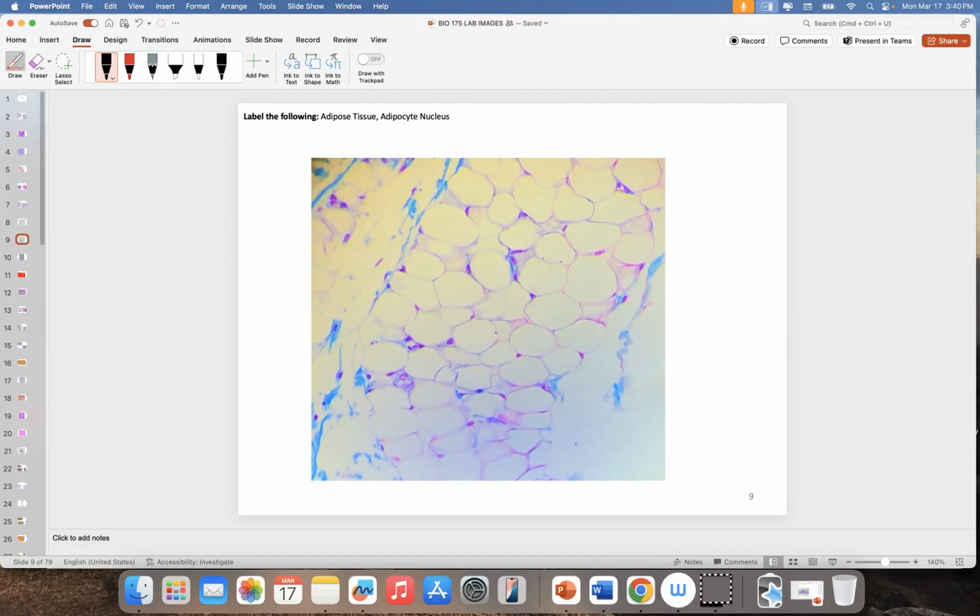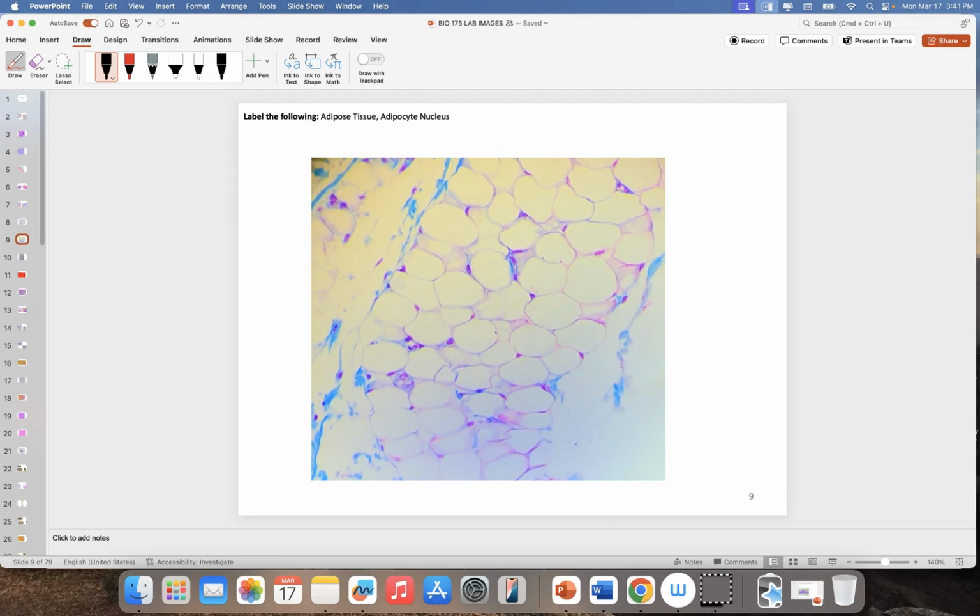Moving on, we are going to take a look at adipose tissue. This is another example of a connective tissue that comes from the connective tissue proper classification.